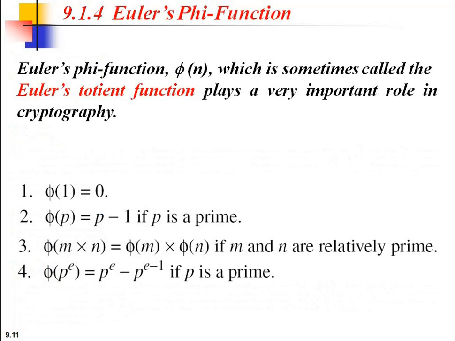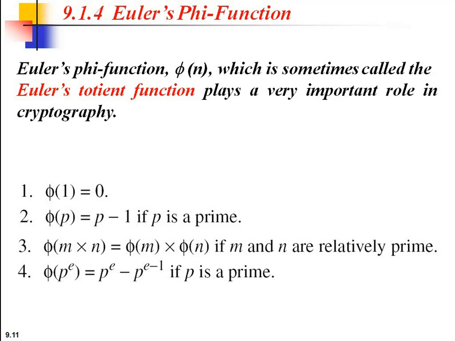The next important topic is the Euler's phi function. This Euler's phi function is also sometimes referred to as Euler's totient function, and it plays a very important role in cryptography. This function basically finds the number of integers that are both smaller than n and relatively prime to n. There are basically 4 rules which help us to find the phi of n.